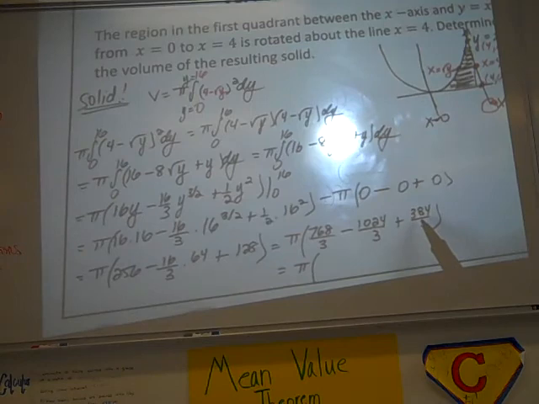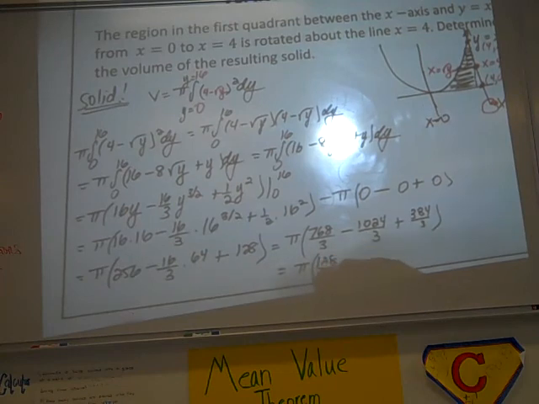768 plus 384 is, what is that? 768 plus 384. And then you're going to subtract from that 1024. I'm getting 128 over 3. So final answer of 128 pi over 3.